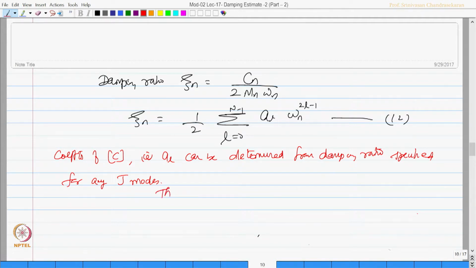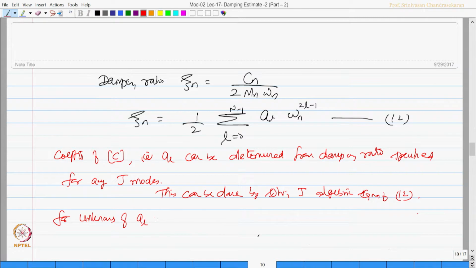This can be done by solving J algebraic equations of equation 12, for unknowns of A L, for L equals 0, 1 etcetera till J minus 1. The above can be done. Okay? I do not think there is any confusion in this.